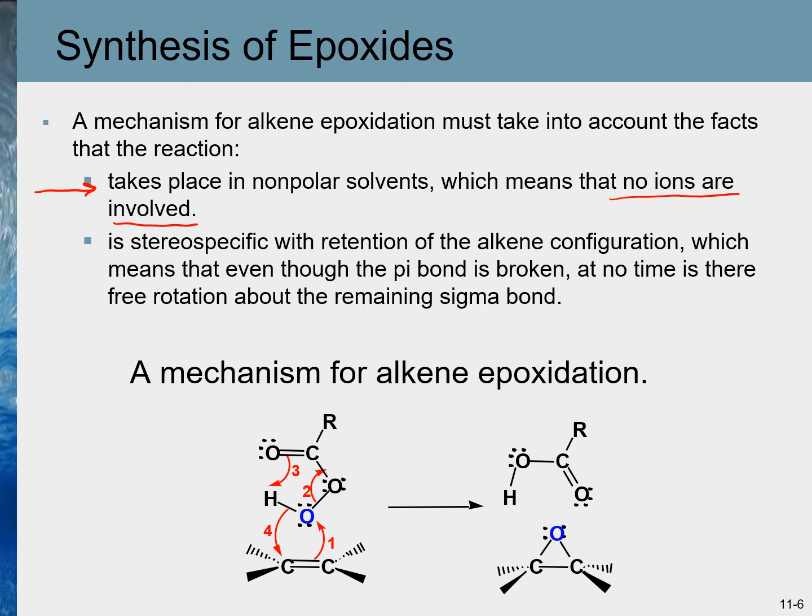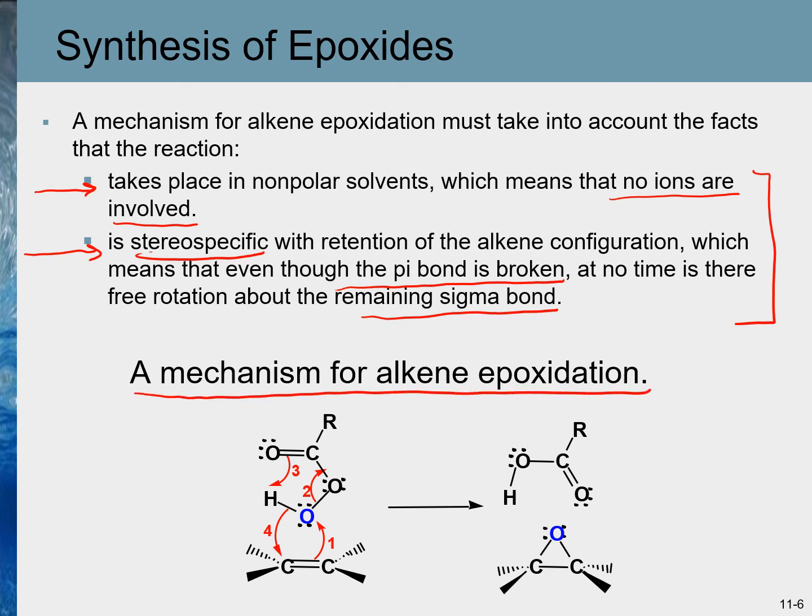The second fact is that this reaction is stereospecific, which retains the alkene configuration. This means that even though the pi bond is broken during this reaction, but there is no free rotation about the remaining sigma bond. So considering these two facts, a mechanism for alkene epoxidation was proposed, and the mechanism of this reaction is shown here.